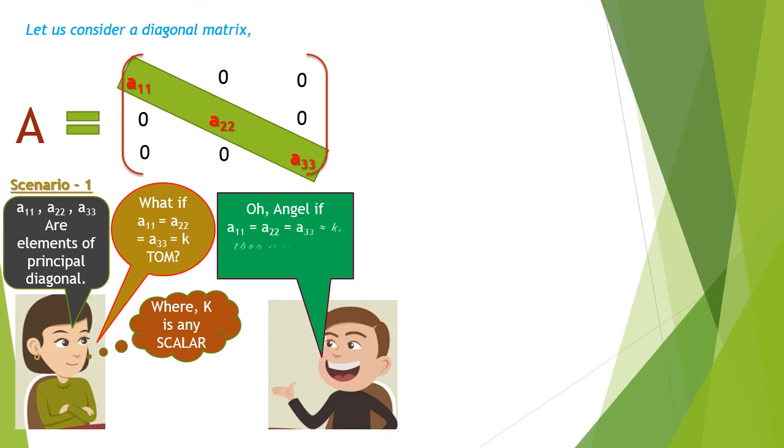Oh Angel, if the element on A11 is equal to the element on A22 and the element on A33, and is equal to some value, then it is called a scalar matrix. And if we find such a matrix where all the leading diagonal elements are equal or constant, then we call such a matrix a scalar matrix.